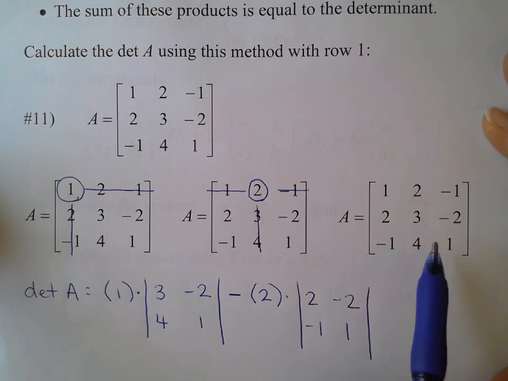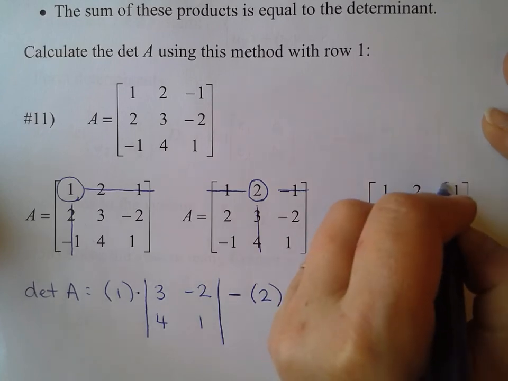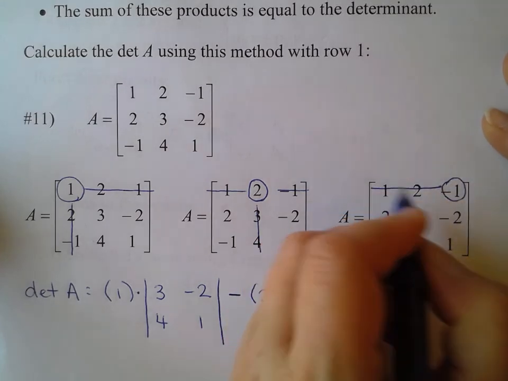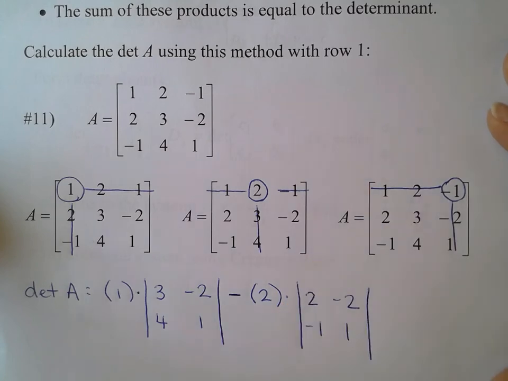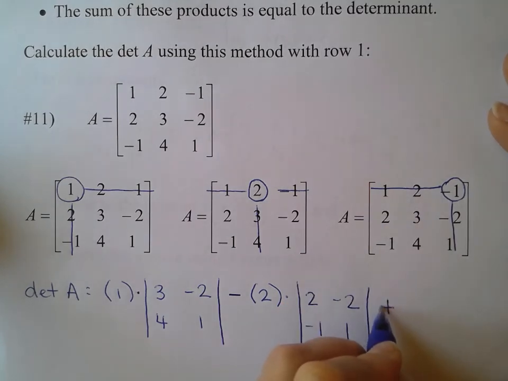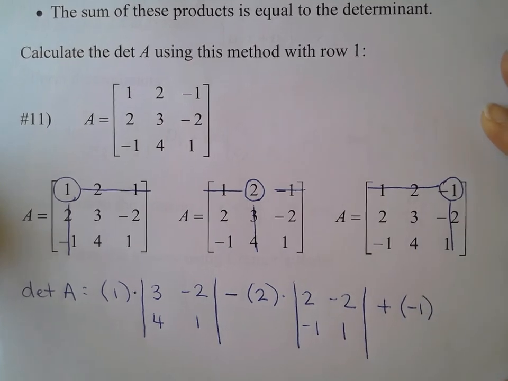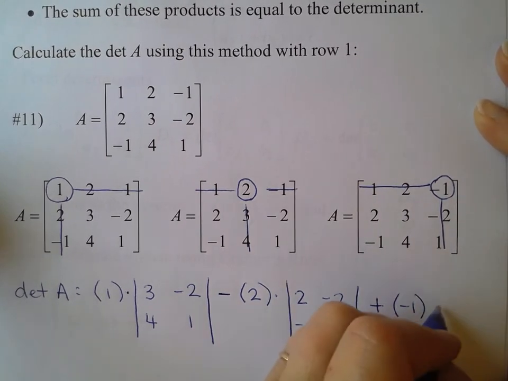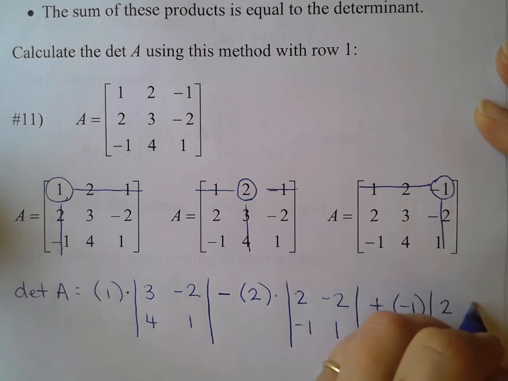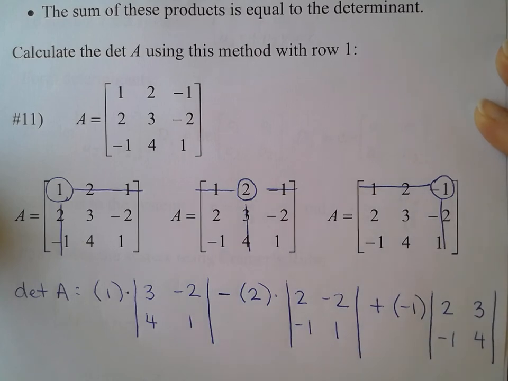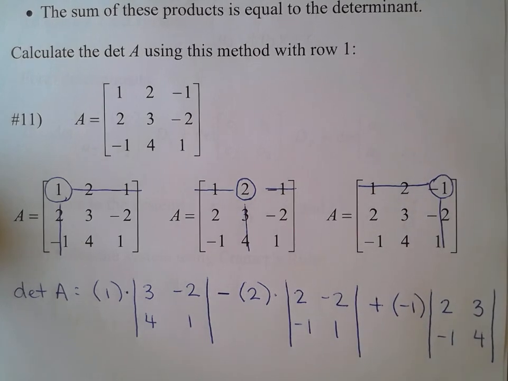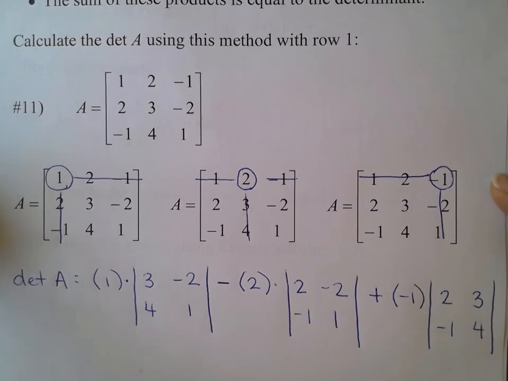And then I'm going to do the same thing for the third element. I'm going to delete its row and column. And this one's positive again. I'm going to take the element, which is -1, times the determinant of that leftover matrix. 2, 3, -1, 4. Okay, so that's the process. Now let's finish the calculation so you can see how this wraps up.